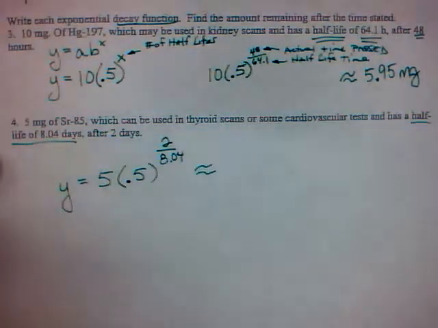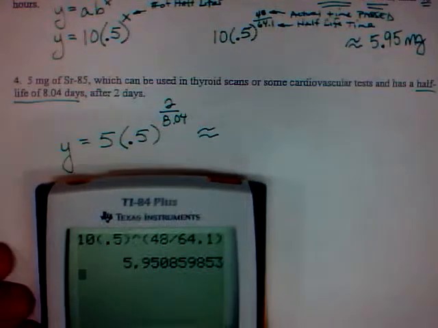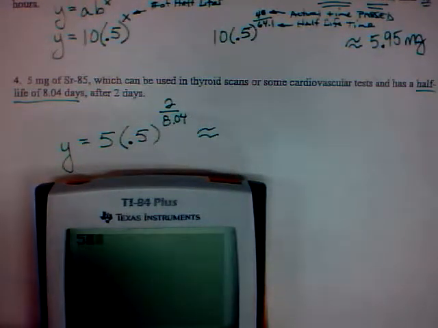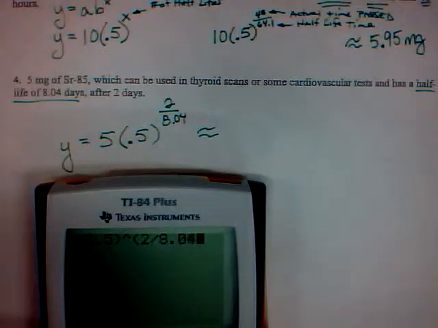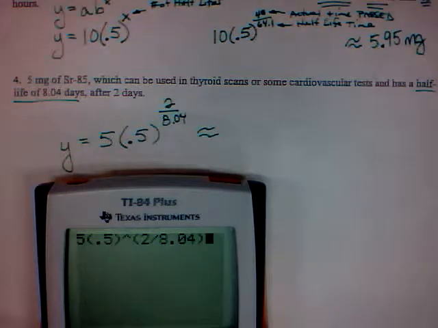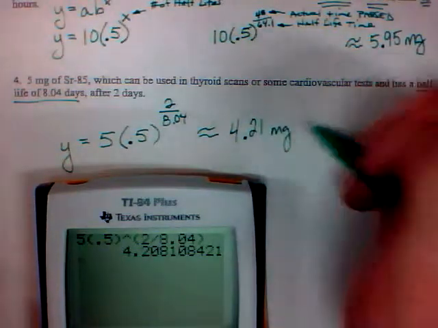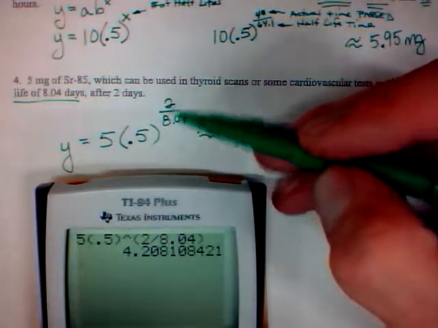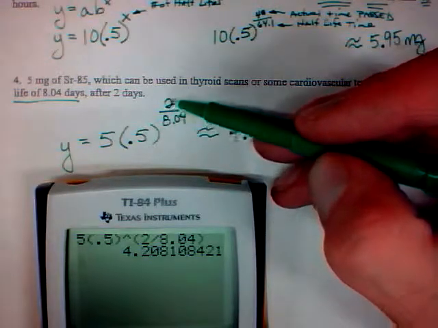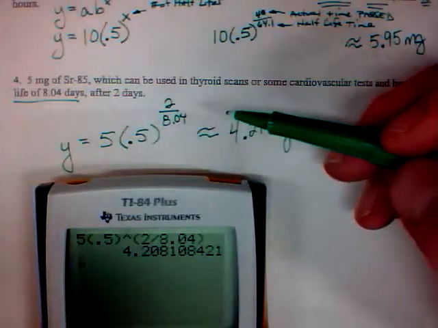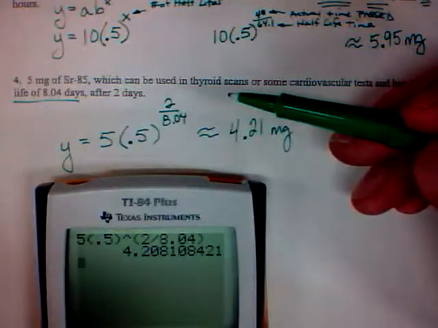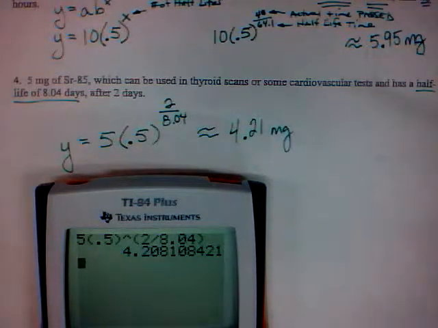So now let's see what that works out to be. We have 5 times 0.5 to the power of 2 divided by 8.04. And we get 4.21 milligrams. And if you look, we have only really gone about 1/4 of a half-life. So we have not had very much of a half-life go by, so we should be very close to the original 5, which we are. Okay? So those are examples of growth and decay functions.